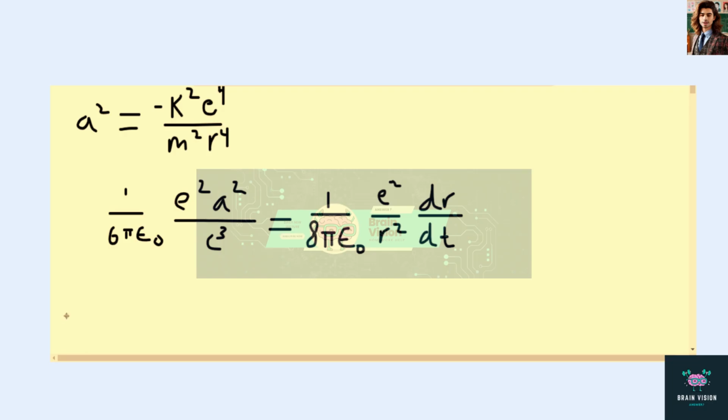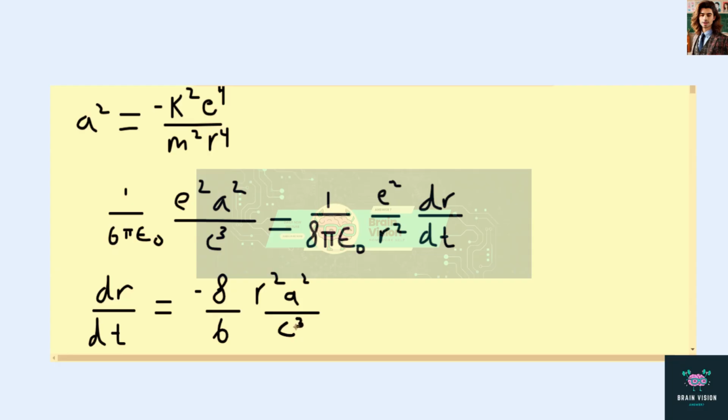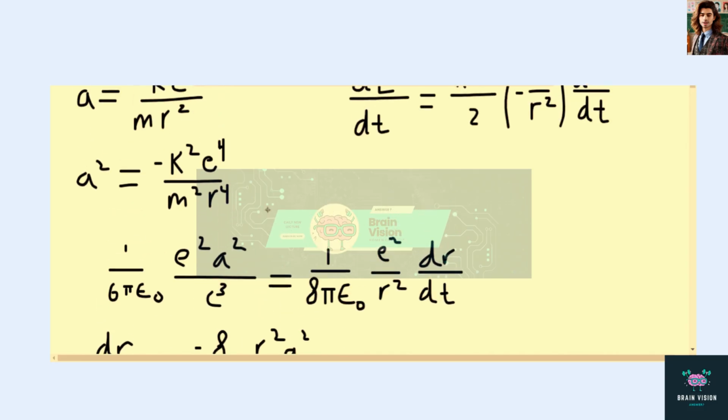So now solving for dr/dt, we have dr/dt is equal to, the pi and the epsilon naught are going to cancel. So we're left with negative 8 over 6 r squared a squared over c to the third. And now that equation that we found for a squared is going to come in handy. So we're going to plug that in here where we found that a was equal to negative k squared e to the fourth over m squared r to the fourth.